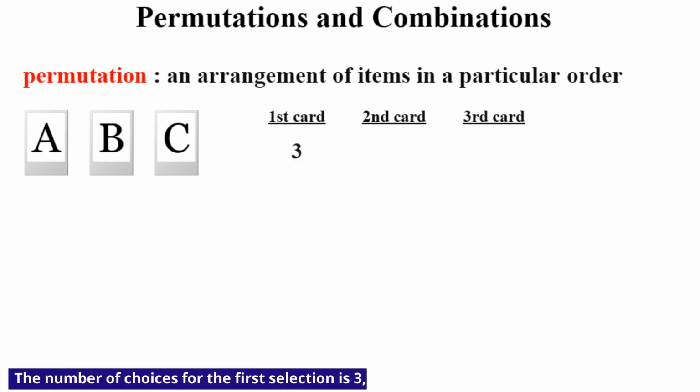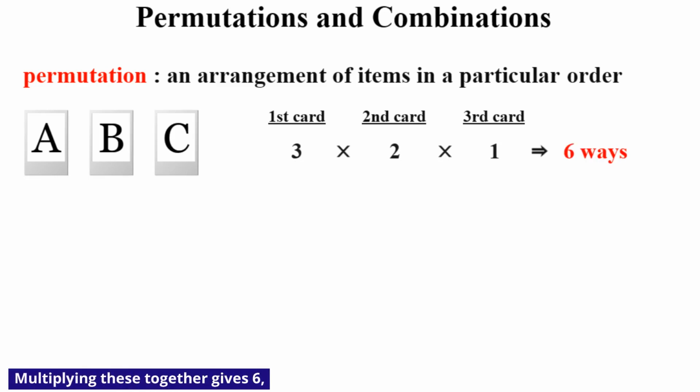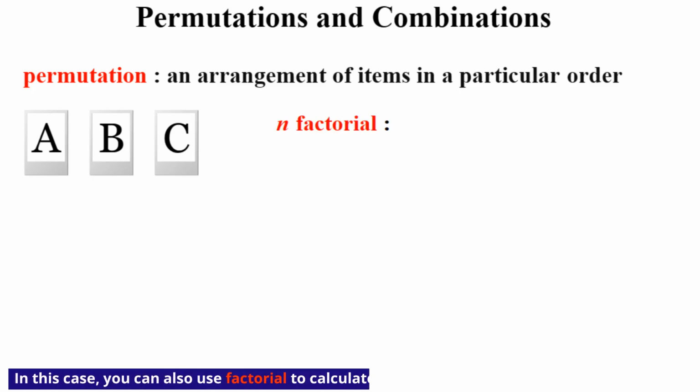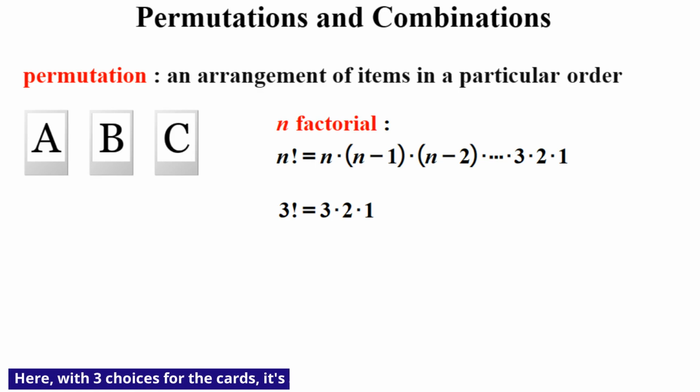The number of choices for the first selection is 3. For the second selection, it's 2. And for the third selection, it's 1. Multiplying these together gives 6, using the fundamental counting principle. In this case, you can also use factorial to calculate. N factorial represents the product of all natural numbers from n down to 1. Here, with 3 choices for the cards, it's 3 factorial, yielding the same result of 6 possible ways.